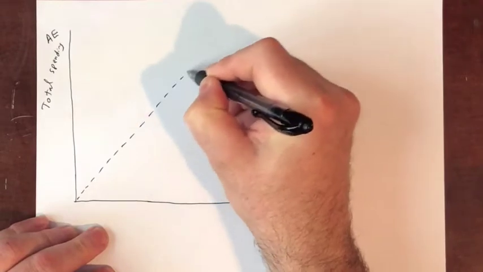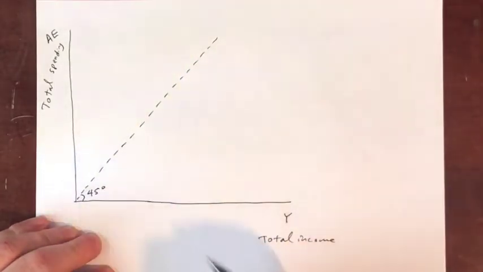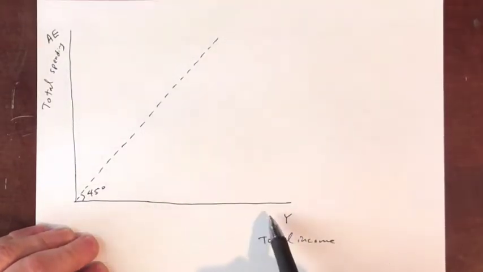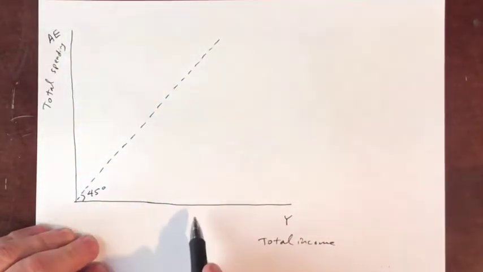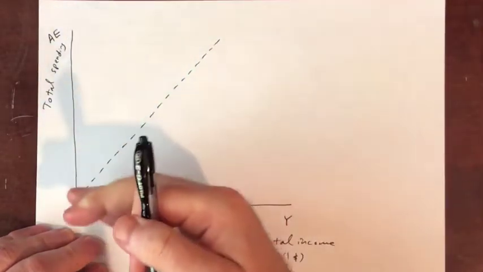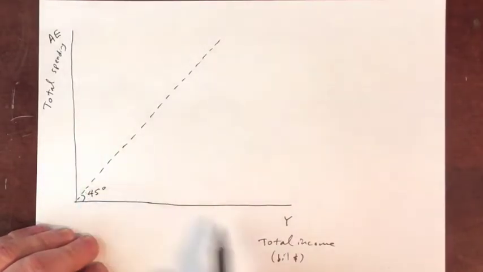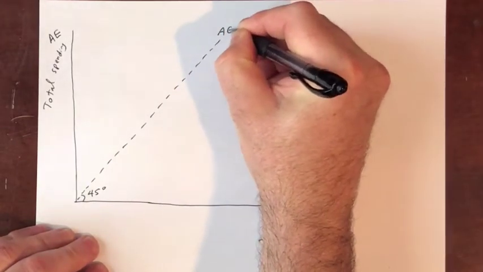Okay, so this line represents 45 degrees, and it's at 45 degrees because the same distance on our horizontal axis represents a certain amount of money, right? Again, this is in billions of dollars, and that same distance on the vertical axis is going to represent the same amount of money. Okay, so the 45-degree line represents all of the points where AE and Y are equal. Okay, that's the meaning of this line.